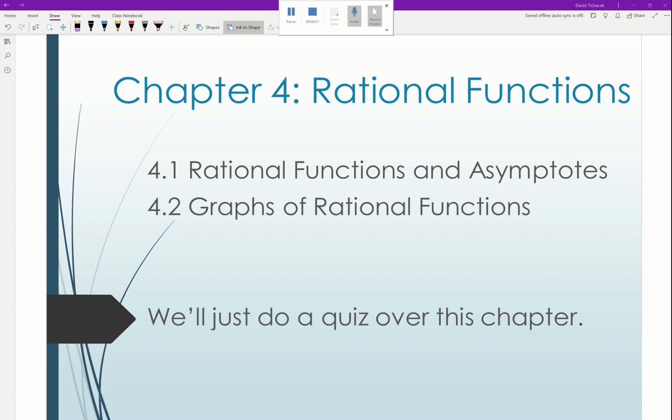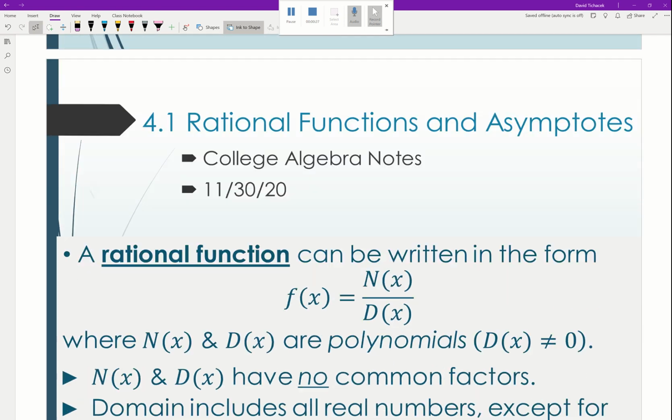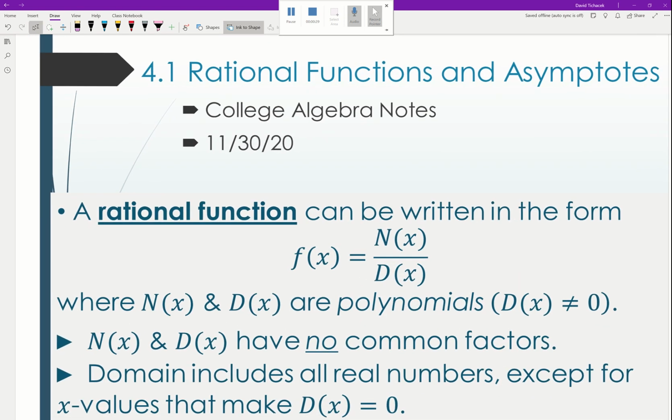And then in the next video, in 4.2, we're going to talk about how to graph rational functions and how to analyze graphs of rational functions. So let's get started with that, with Section 4.1 here, again, talking about what a rational function is.